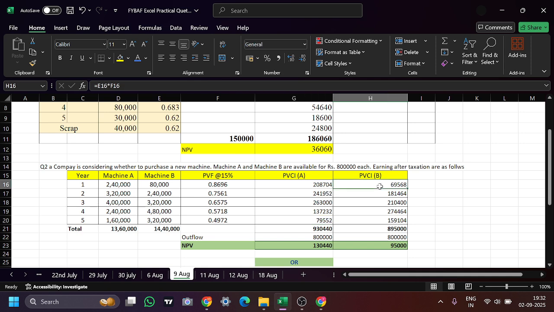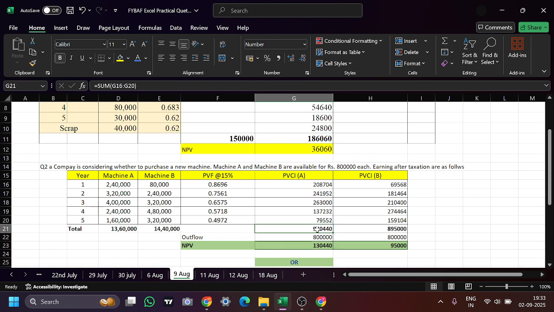Same goes for this, for machine B 80,000 into 0.8696 and you will get this value. Okay, this done, you need to take a total. For total we have the formula called sum is equal to G16, starting from here to G20. So we have taken total and we have got the total. Done. Now the outflow is mentioned already in the question as 8 lakhs. So we have written over here. Now the NPV says it is what? G21.